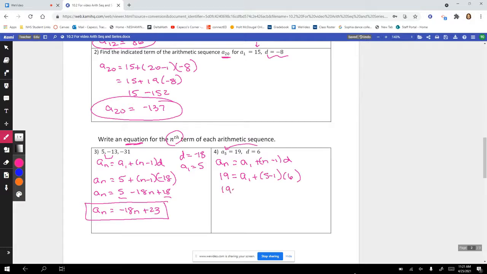So I'm going to use my math. And this gives me 4 times 6, which is 24. So a sub 1 is equal to -5.